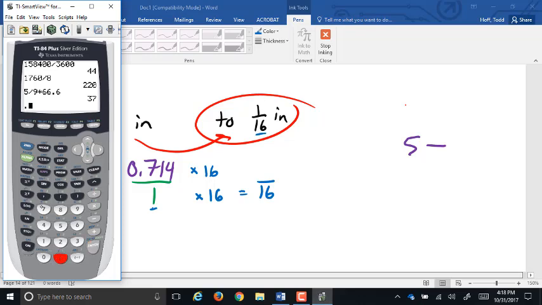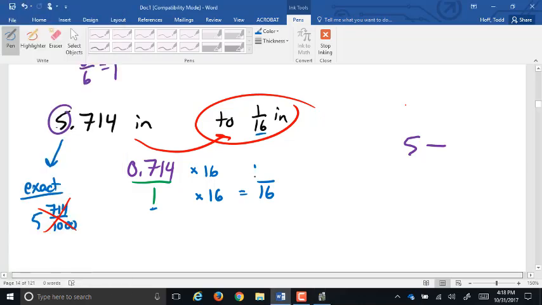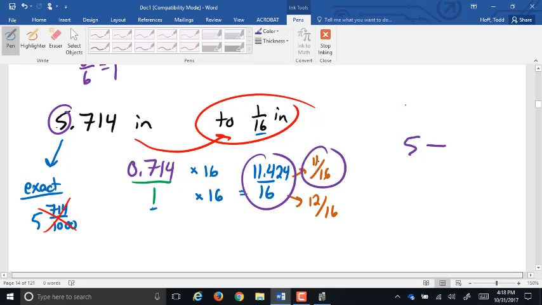So 0.714 times 16 is 11.424. What this is telling me is I am between 11/16 and 12/16. Which one am I closer to? Why is it closer to 11? Because it's 0.4. 0.4 is smaller than 0.5, so we go down to 11. If that were 0.5, we would go up to 12. So it is the 11/16.